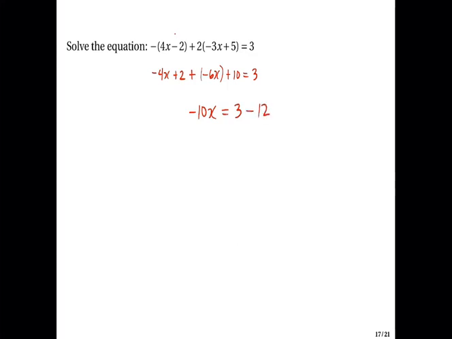So 2 plus 10, that's 12. You bring it to the other side, that becomes minus 12. And therefore, you will have minus 10x equals minus 9. So your x equals minus 9 over minus 10, or simply x equals 9 over 10.